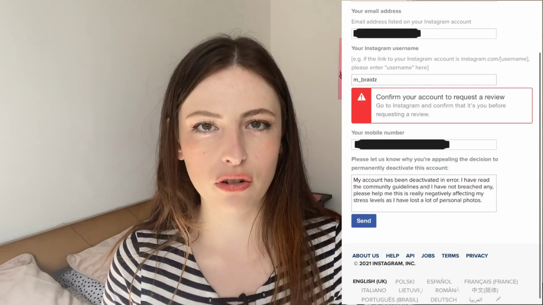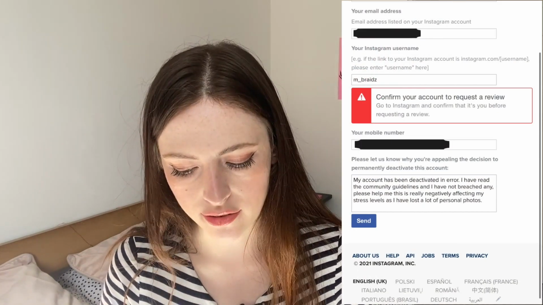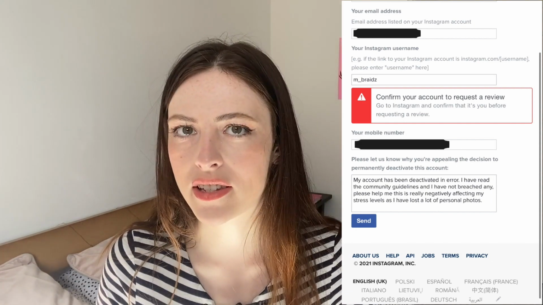Oh yeah, I just remember something. So another thing that was really stupid is at first the forms weren't even working for me. So these forms that people were using to try and get their account back, or to try and appeal that their account had been shut down in error, I was trying to use them, and then it came up saying, confirm your account to request a review. Go to Instagram and confirm that it's you before requesting a review. So whenever I tried to press send, it would come up with that message. It did it on the Facebook one and it did it on the Instagram one. Confirm your account to request a review.